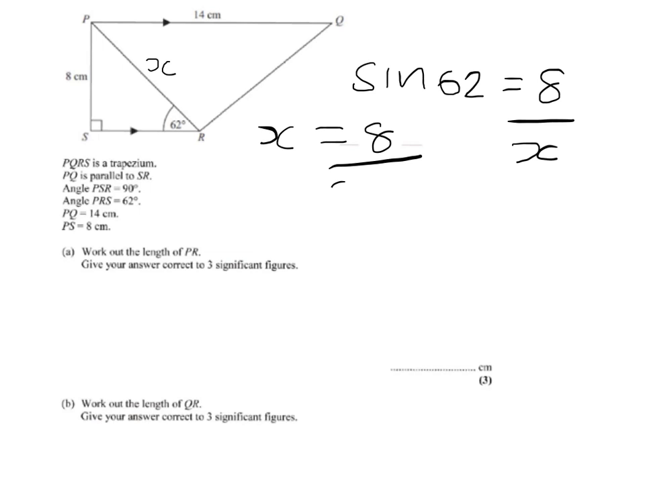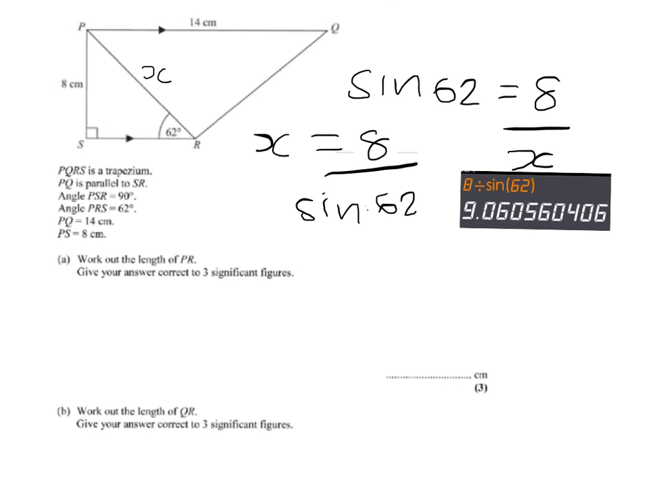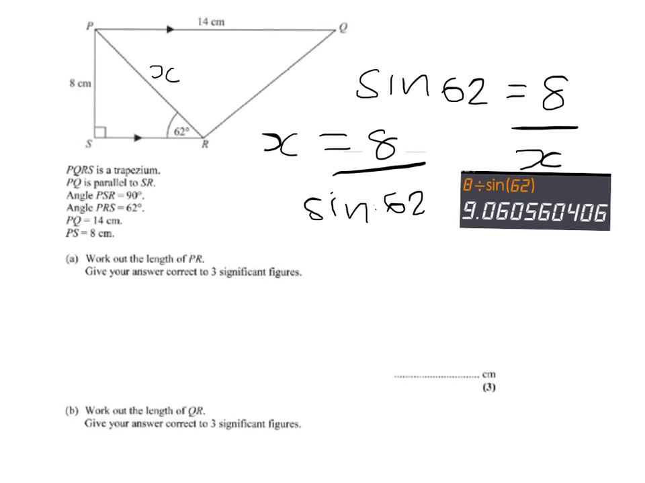divided by sine 62. So we'll finish that off with the calculator, and we'll just tidy that up a bit. Sine 62, and we'll write the answer to 3 significant figures, which gives us 9.06. Just put that in, 9.06, and look for the units, and in fact the units are given for us there, centimetres.